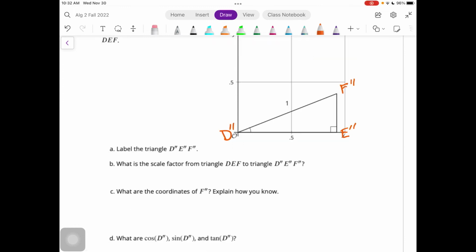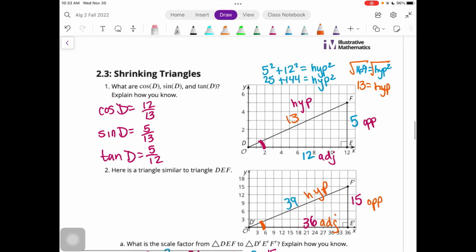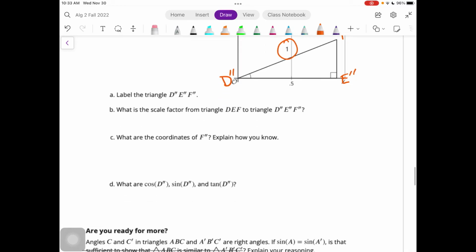Okay. So part B, what is the scale factor from triangle DEF to triangle D double prime, E double prime, F double prime? All right, so they don't have E and F labeled, but we do know that the length of the hypotenuse is 1. And if we go back up to DEF, that hypotenuse was 13. So 13 times what number is equal to 1? Well, if you divide both sides by 13, you get 1/13. So 1/13 is our scale factor.